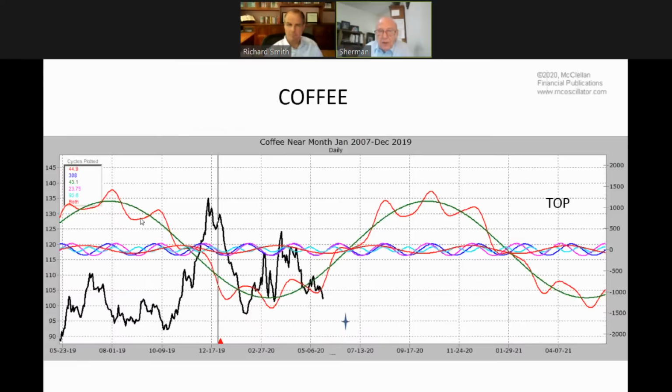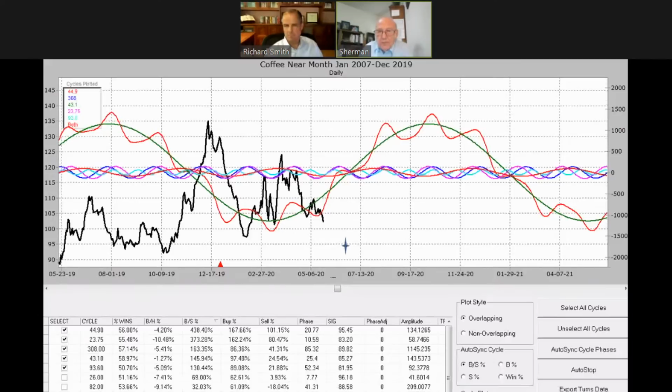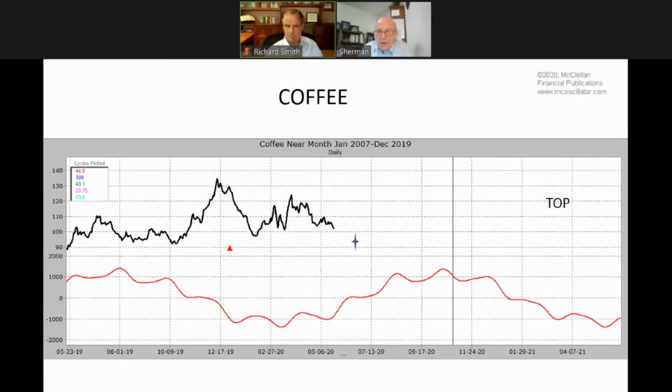It looks pretty good over here in last year. Mm-hmm. So it may come back and we will see maybe some increase in prices as we get in through the summer here. And here's what it looks like with the synthesis.